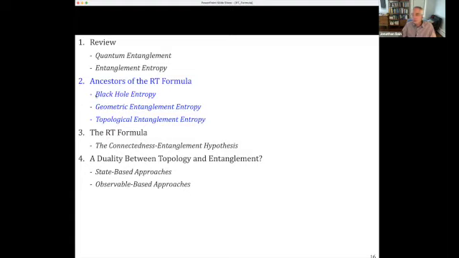So I'd now like to move on to part two. This part involves a review of three formulas that are formally similar to the RT formula: the Bekenstein-Hawking black hole entropy formula, the formula for what's called geometric entanglement entropy in the context of quantum field theory, and finally, a slight extension of the latter to what's called topological entanglement entropy.